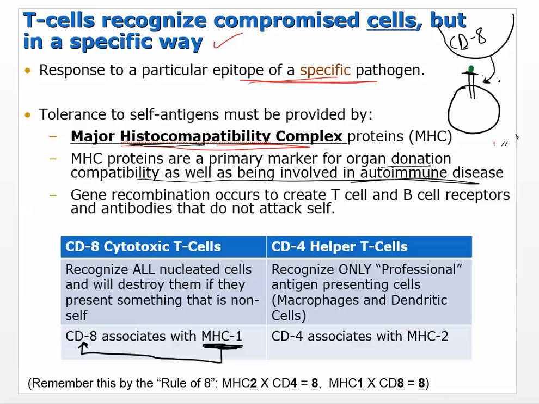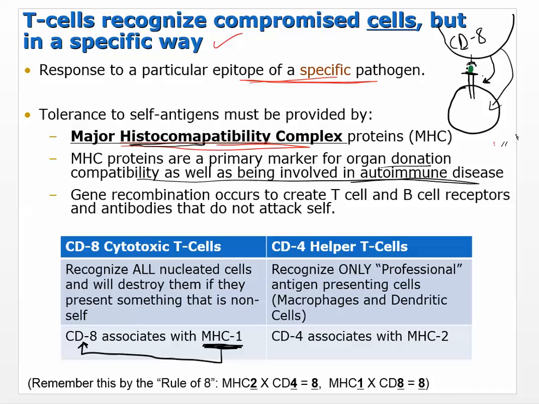CD8 cells. So CD8 recognizes MHC1. And then it will sample and see if that's a pathogen. Okay? And if it's a pathogen, this CD8 cell, they're called cytotoxic. That's a pretty incriminating name. It will kill the cell.